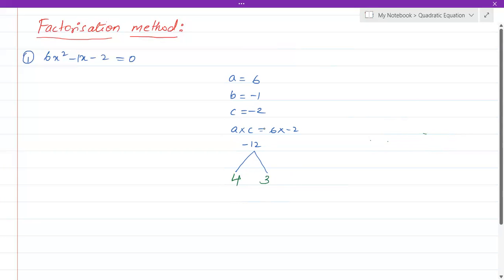Remember, I have to get -1, isn't it? So it should be -4 plus 3. Now observe, -4 and plus 3 are the correct numbers. If you multiply, you will get -12. -4 plus 3, you will get -1, isn't it? So this is how we'll find the factors.